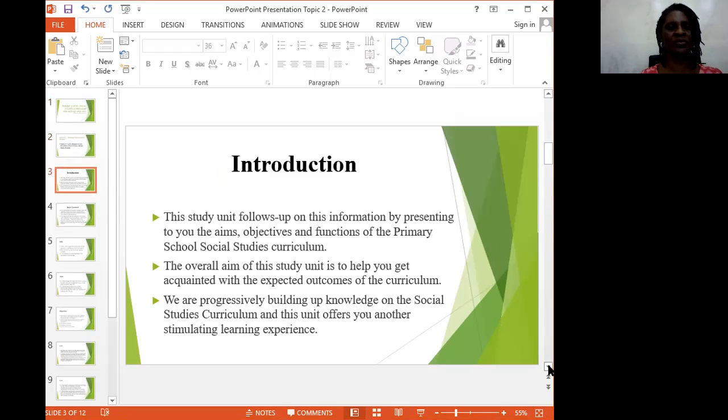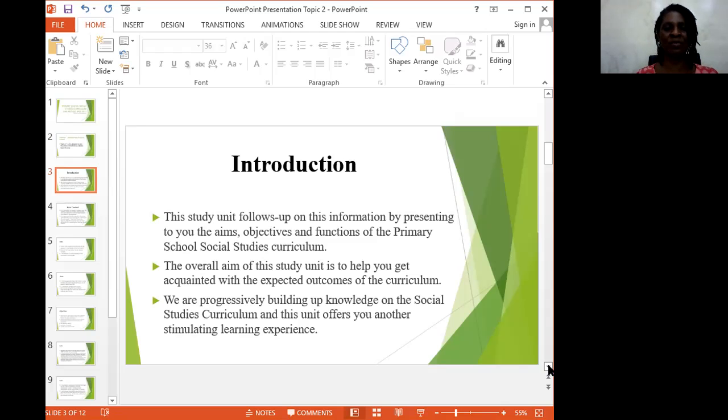So, introduction. Remember in our last lesson, that's lesson 1, we discussed extensively the different definitions of social studies. We talked about the meaning of social studies and the nature and scope of social studies. So this is a follow-up from the previous information we had. So I'm presenting to you the aims, objectives, and functions of primary school social studies curriculum.